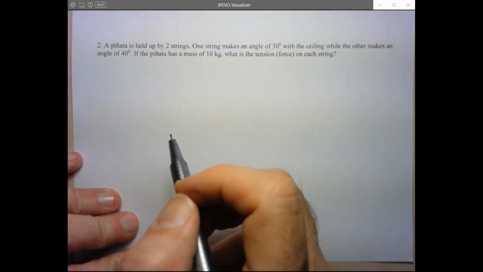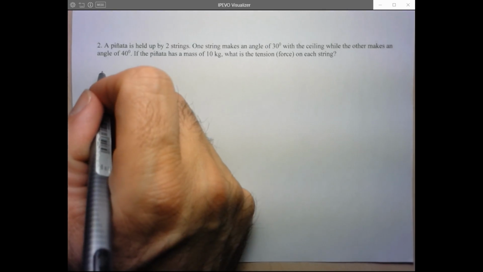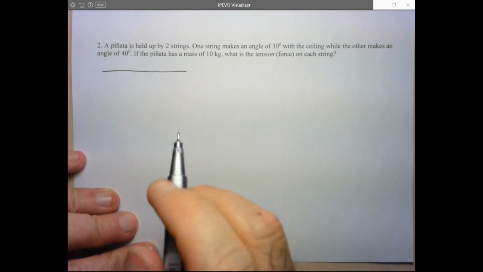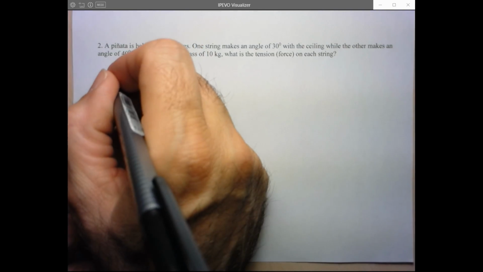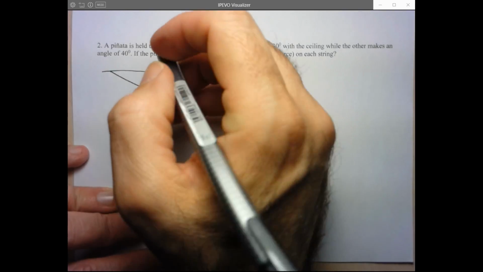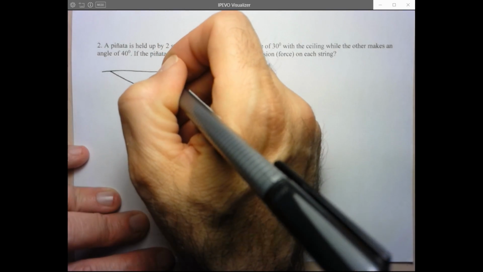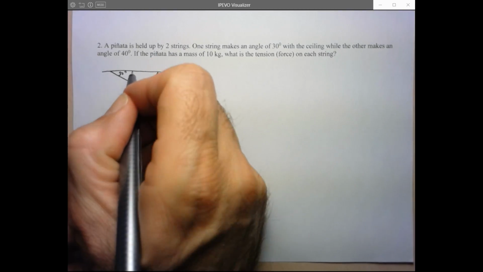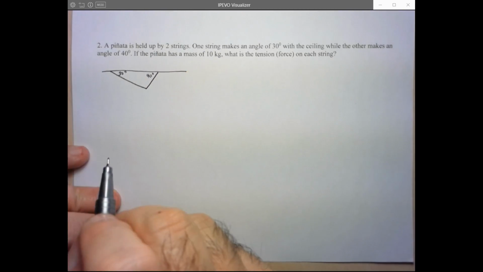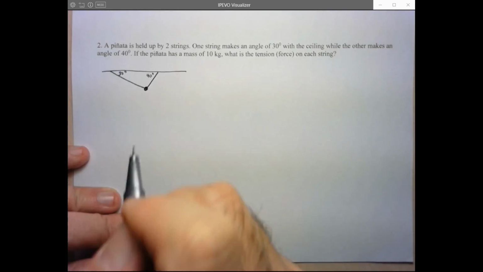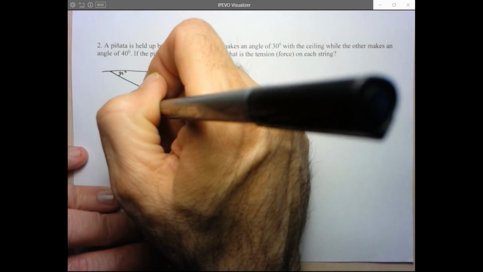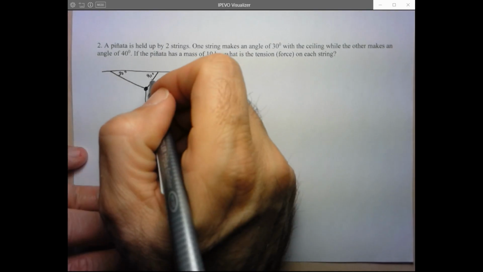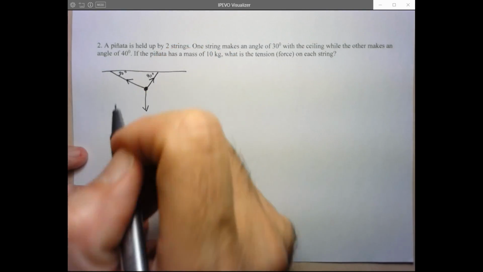All right, so again, what I'm going to do is draw myself that situational diagram first, and then from there, draw myself a force diagram. Okay, so I've got two strings, and I'll draw them so that it shows that the angles are not the same. We have this smaller angle of 30 here, and this larger angle of 40. Here's our object, and let's take a look at the forces acting on it. We have the force due to gravity, which is moving straight down, and then the tension in each string.